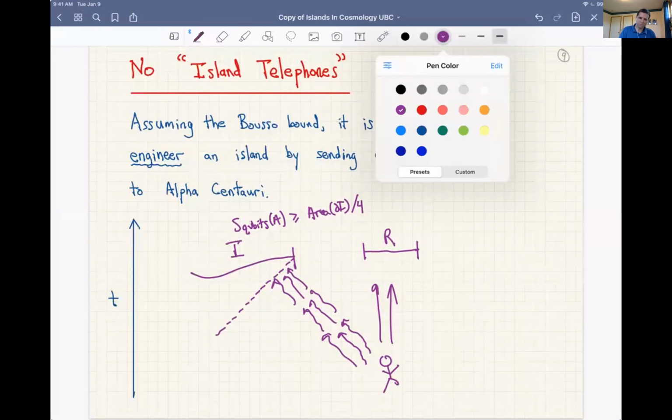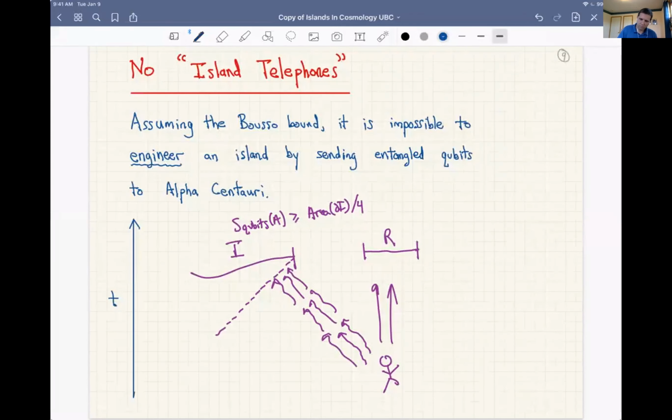So that's the argument. The conclusion is that the Bekenstein violation must be from something more subtle. You can't violate it just by sending a lot of entanglement somewhere. So for example, you can violate it by Hawking radiation. In Hawking radiation, the growth in entanglement between the inside of the black hole and the outside of the black hole does not come from the flux of bits across the horizon. It comes from Hawking radiation, which does not involve any flux of physical bits across the horizon. So it has to come from something like that. You can't just engineer it. So you can't make an island telephone, unfortunately.